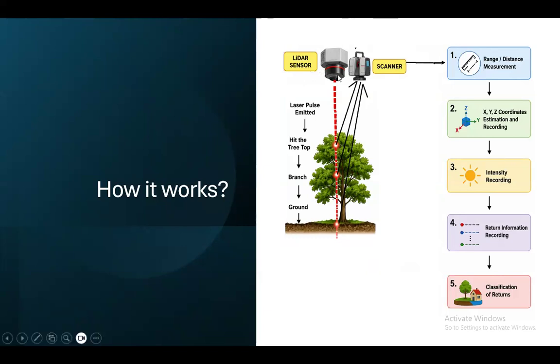Now, laser pulses or energy is emitted at intervals of particular time, directed towards the surface. It might hit the canopy, maybe the next layer of the canopy, the branches, and finally it might hit the ground. This beam, we call it a laser beam, is reflected back towards the sensor after hitting each surface.